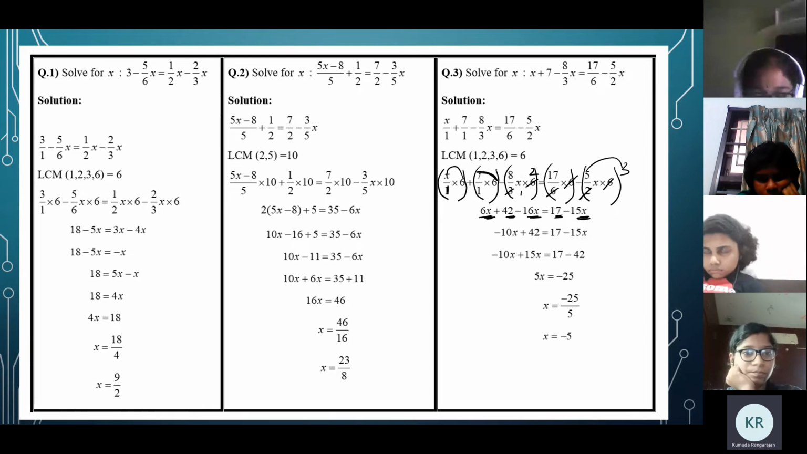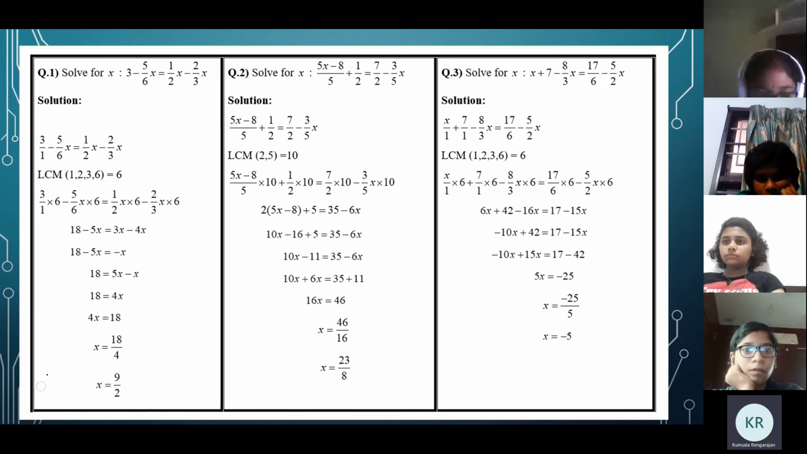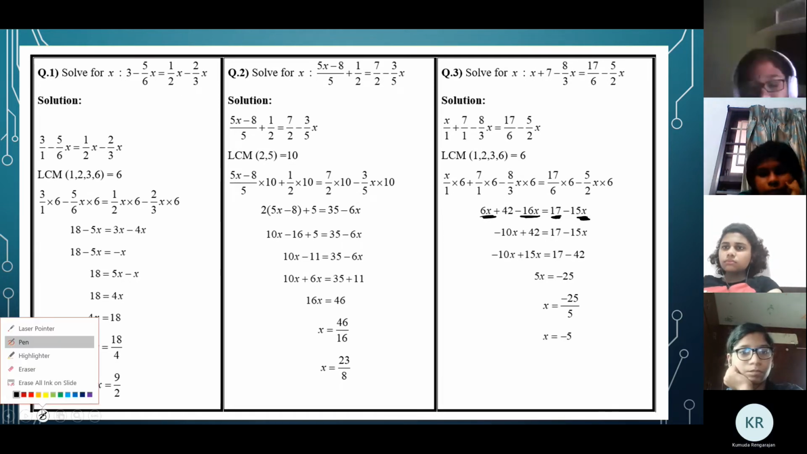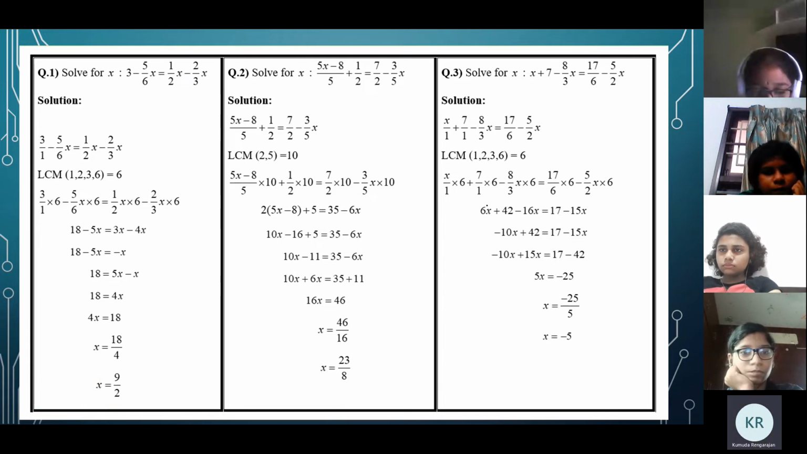So this is the next step. Now, on the same sides, if there's any simplification, do that. On the left hand side, we have 2 x terms. On the right hand side, we have a constant 17 and an x term. You cannot simplify that. On the left hand side, we have 2 x terms, 6x minus 16x. So 6x minus 16x is minus 10x, plus 42. On the right, 17x minus 15x. Now we have done the simplification in the LHS and the RHS.